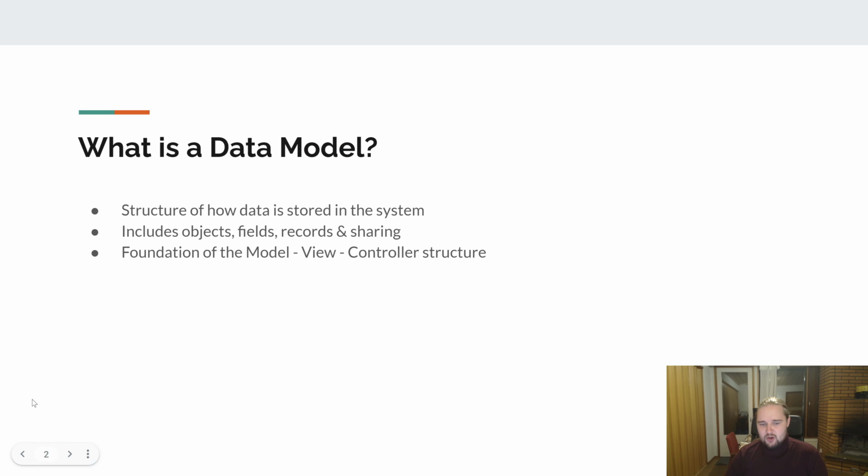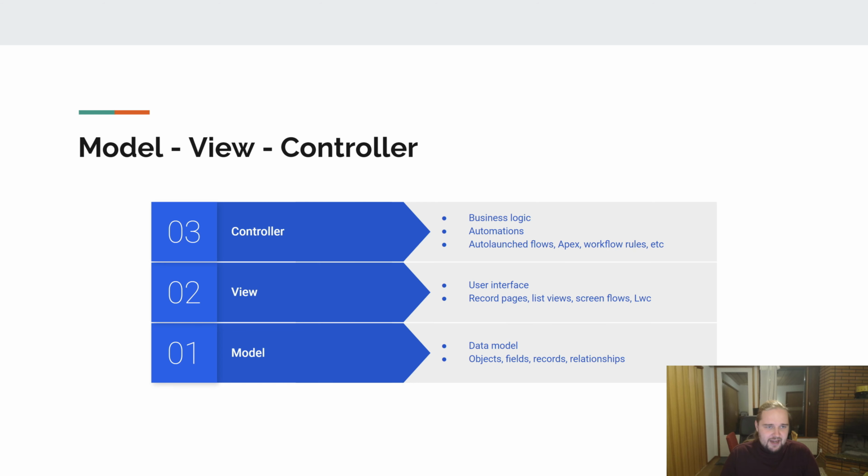So first of all, what is a data model? A data model is the structure of how we store data in the system, in this case, Salesforce, as well as the other systems if we have data in external systems as well. And it includes the objects, the fields, the records, and the sharing in Salesforce. And basically, it's one of the three parts in the model view controller structure, which is also something that Salesforce is based on. I'm going to talk to you a little bit more about that.